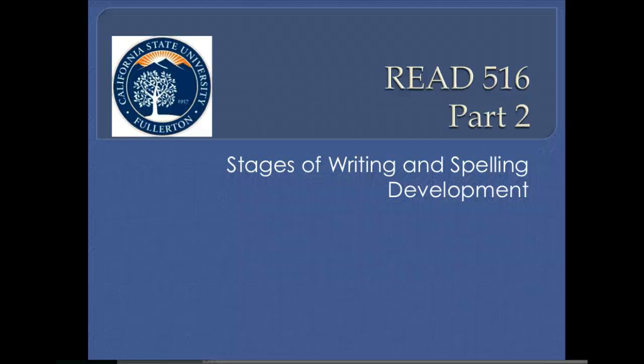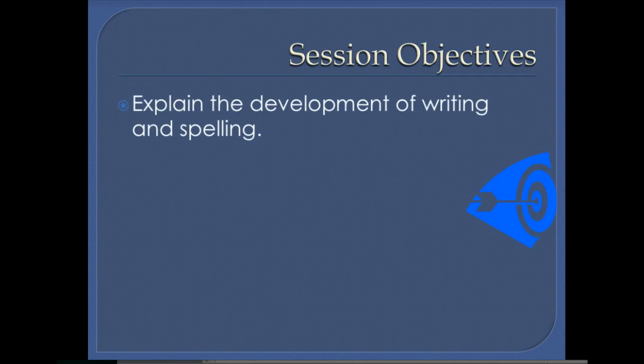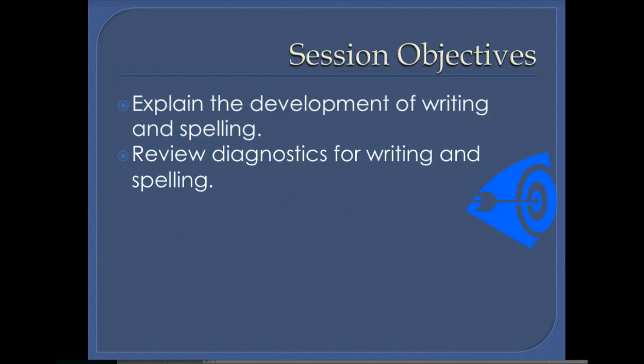Okay, this is part 2 of week 5, and we are going to be discussing the stages of writing and spelling development. Our objectives with this lecture are to explain the development of writing and spelling, review diagnostics for writing and spelling, which we will have discussed in class, but I will briefly explain in this lecture as well, and also discuss the Curie 5 word list. Again, this is something that you will see in class, or you did already see in class, but I will review that.